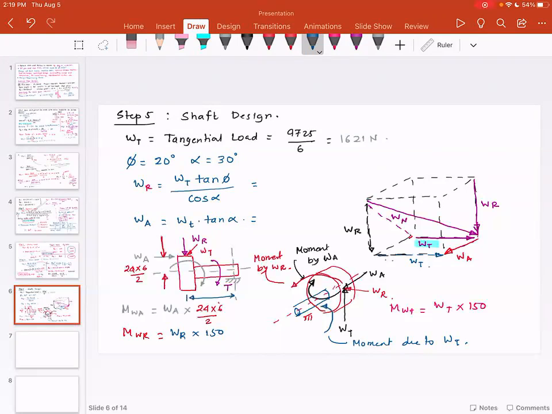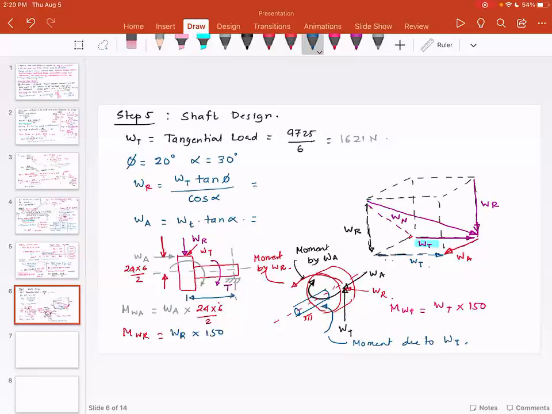Now, a word of caution: how do we add or subtract these moments? Clearly, some moments are clockwise, some moments are counterclockwise. If you were to use the convention that you studied in mechanics of materials, one moment is positive, one moment is negative.